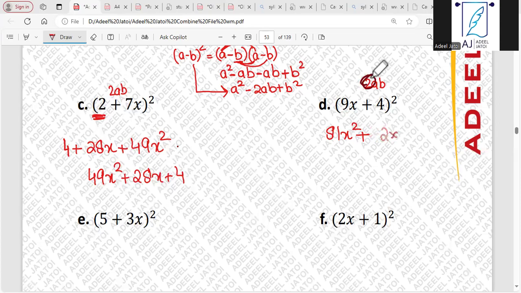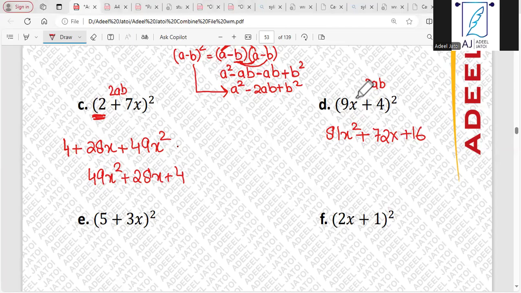So 72x, 2 into 9, and obviously 18 into 4, x. So this would be 72x. Then we have 4. This will be what? 16. 4 square is 16. So this would be 81x square plus 72x plus 16.